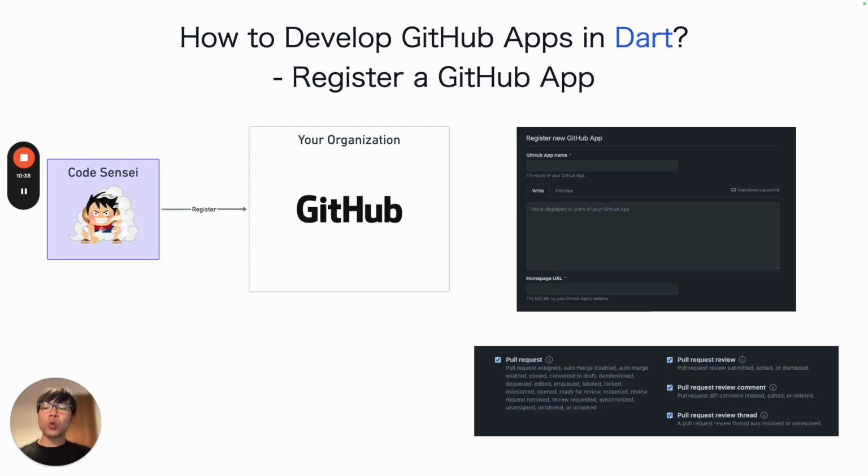Before writing Code Sensei, you must register Code Sensei with GitHub. By registering the bot, the app can receive GitHub events. Also, this part is a little bit complicated, but be sure to allow the prerequisite permissions. If you don't, no event will be sent to Code Sensei even if you open a PR. And unfortunately, you won't get any errors from GitHub.